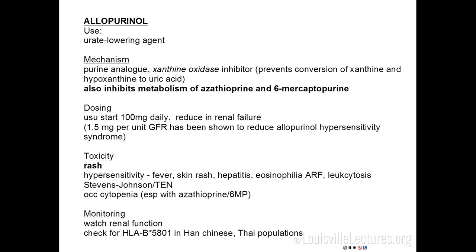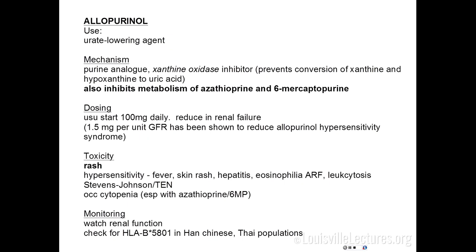So if you've had somebody on allopurinol for 5 years and they get a rash, it's probably not this. But you have to be careful with allopurinol to start at an appropriate dose for their renal function to avoid that. It's been shown that if you start at 1.5 milligrams per unit GFR, then you're pretty safe. You're probably not going to have problems. So if their GFR is 50, your starting dose would be 75. So you're looking at 50 milligrams.